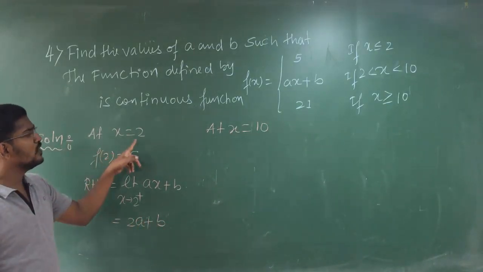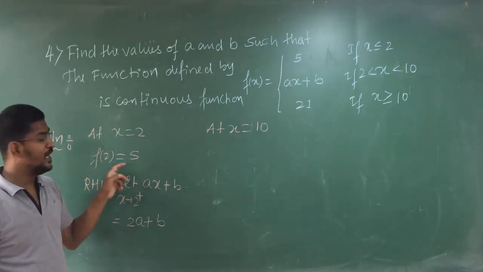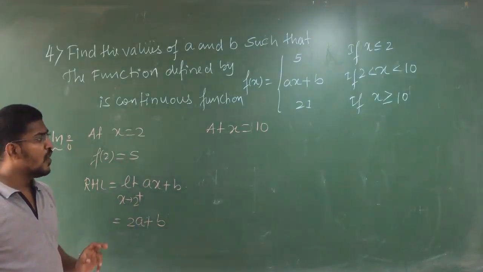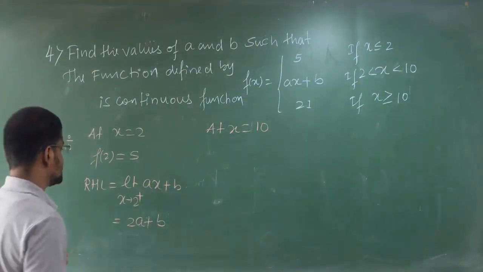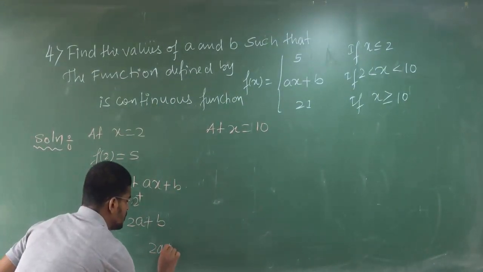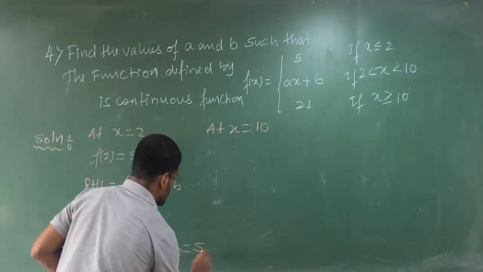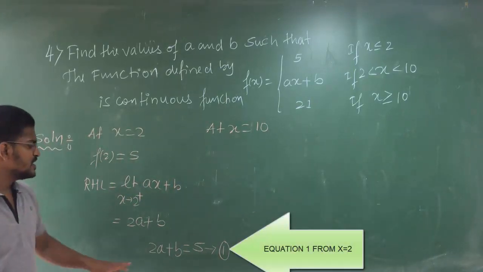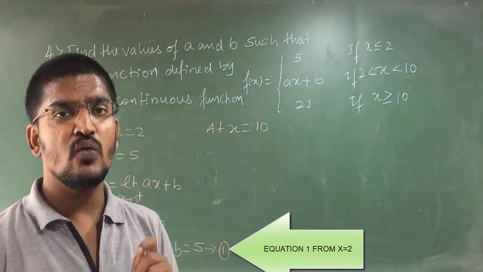Therefore at x equal to 2 your given function is continuous. f of 2 will be 5, RHL will be 2a plus b. Clear? So now if I use the continuity definition, we can write it as 2a plus b equal to 5. So you take this particular equation as 1. That means 2a plus b equal to 5 is your equation 1.